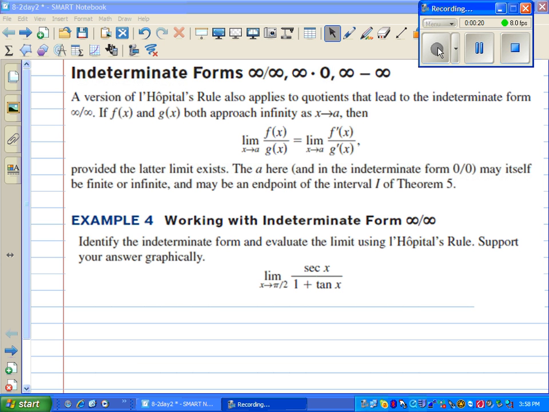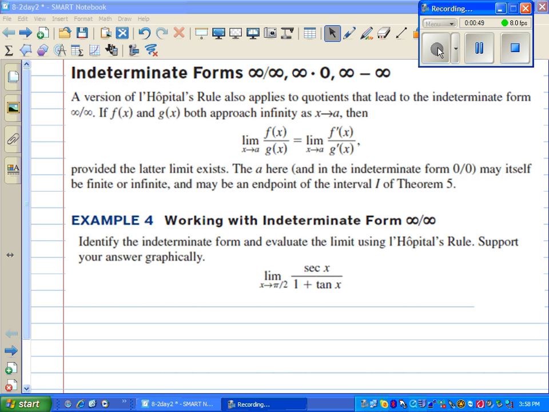In the book it says a version of L'Hopital's rule also applies to quotients that lead to the indeterminate form infinity over infinity. If f of x and g of x both approach infinity as x approaches a, then we can take the derivative of the top and the bottom in an effort to find the limit, provided the latter limit exists. The a here, and in the indeterminate form 0 over 0, may itself be finite or infinite, and may be an endpoint of the interval I of theorem 5.